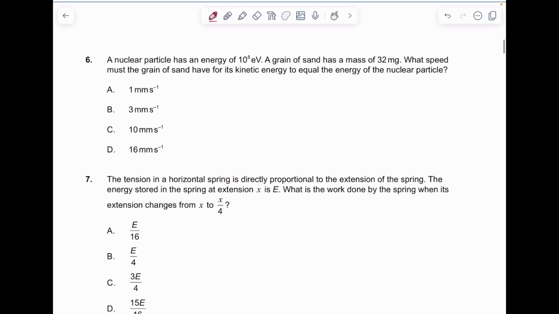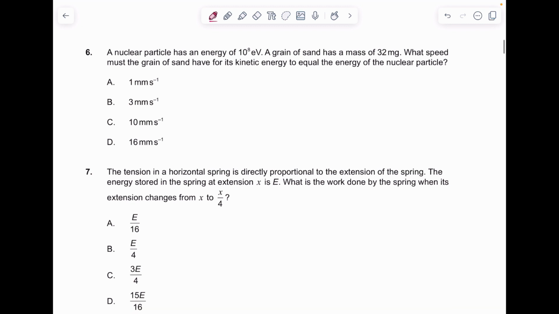Question 6. Nuclear particle, 10 to the 8 electron volts, grain of sand, 32 milligrams. What speed must the grain of sand have for its kinetic energy to equal the energy of the nuclear particle? So, kinetic energy question. EK equals a half mv squared, but we've got a lot going on in this question in terms of the units. The kinetic energy is given in electron volts. We need it in joules.